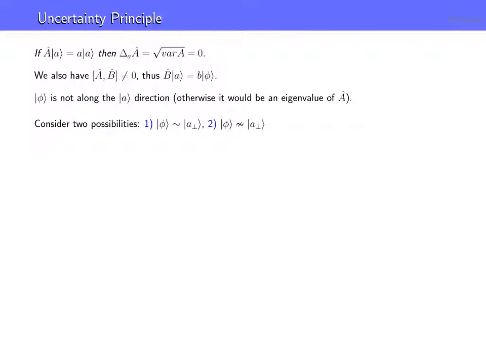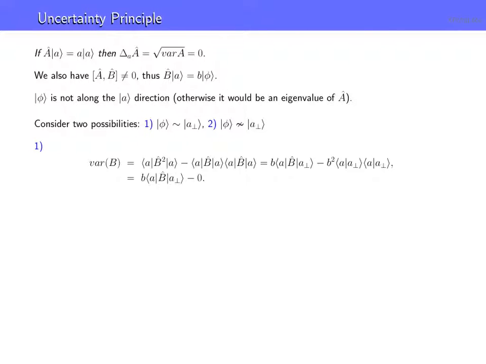Okay, so let's calculate the variance of B. In the first case, where it's perpendicular, we can write out the variance of B. This is the definition. But B acting on A is going to be proportional to, we'll call it B, A perpendicular. So the first term is A, B, A perpendicular multiplied by B, and the second one is A perpendicular. But these vanish because they're orthogonal. So the second term vanishes, and the first case is simply A, B acting on A perpendicular, now squared.